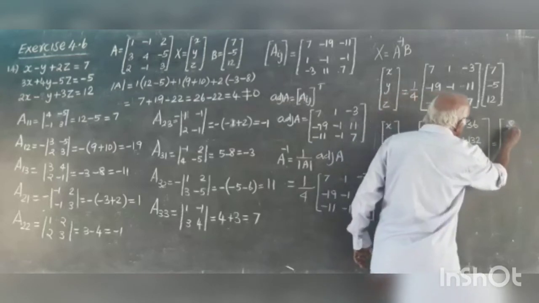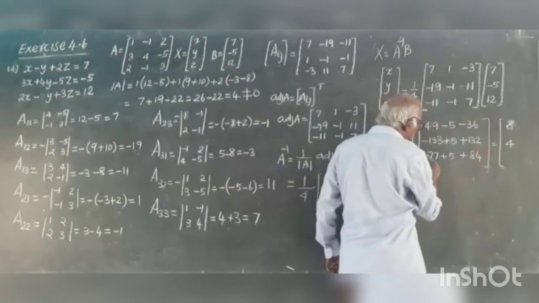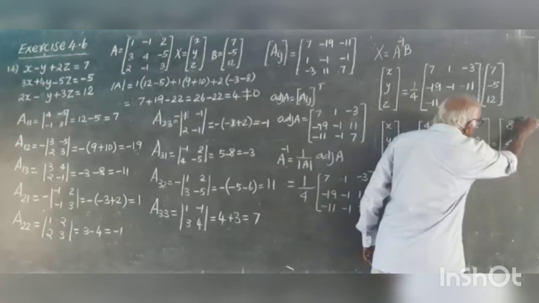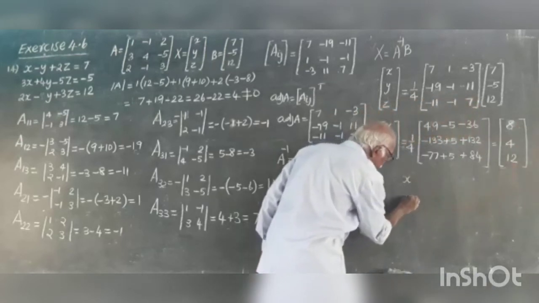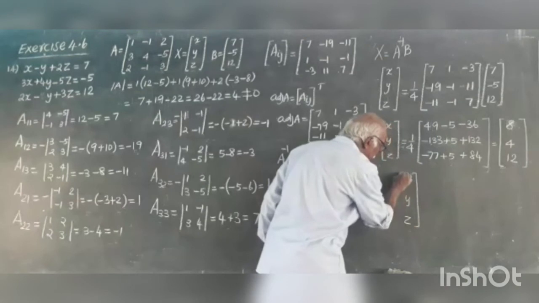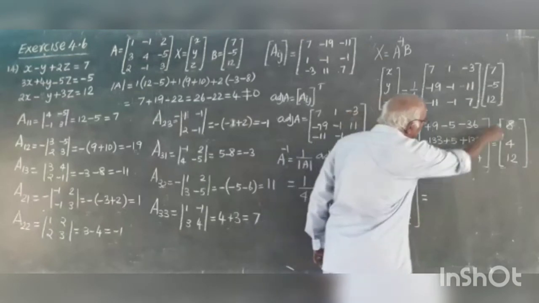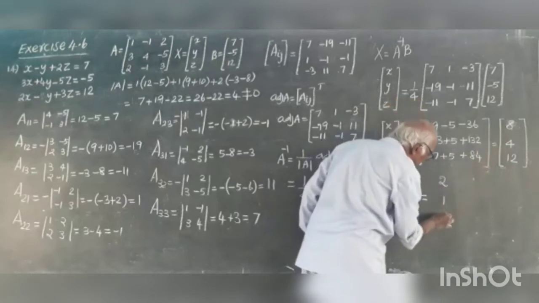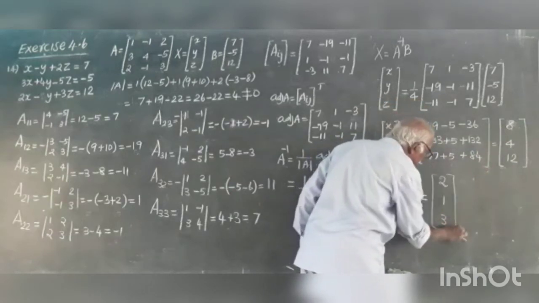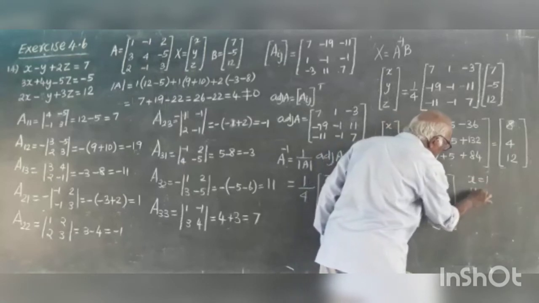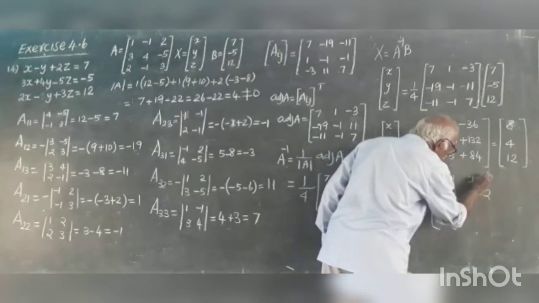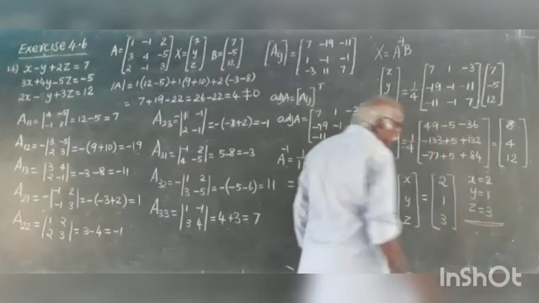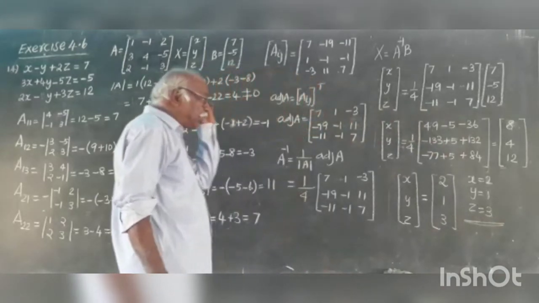41, this is 8. This is 41, 8. This is 4. Minus 77 plus 7, 12. Well, therefore, X, Y, Z equal to 1 by 4 into 8, 2. 1 by 4 into 4, 1. 1 by 4 into 12, 3. Therefore, X is equal to 2, Y is equal to 1, Z is equal to 3. This is the answer.